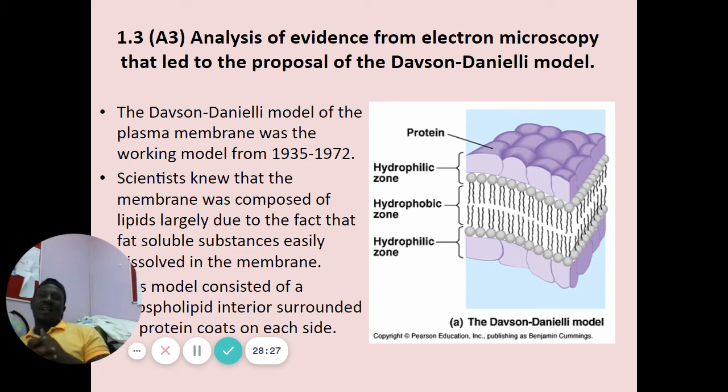So what did they say? The Davson-Danielli model of the plasma membrane was the working model from 1935 to 1972. Science knew that the membrane was composed of lipids, largely due to the fact that fat-soluble substances easily dissolve in the membrane. This model consists of the phospholipid interior surrounded by protein coats on each side. So this is what they saw during the early days of learning about this. I think they were right. For them, they realized that proteins are on top and phospholipids are in the middle.